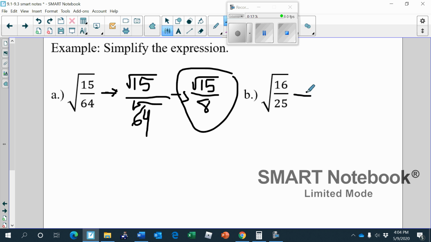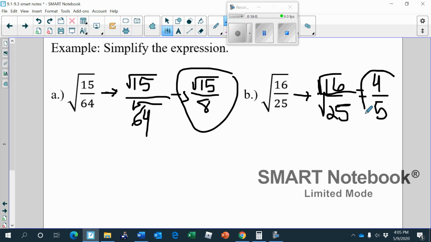Let's take a look at this one. Look at what happens if I separate these. Square root of 16, right, divided by the square root of 25. Well, this one's a nice one because they're both perfect squares, right? So I can simplify both of these. I can simplify the square root of 16 to be 4, and I can simplify the square root of 25 to be 5, with no square roots around them. That's my final answer. Those are my 2 examples there.